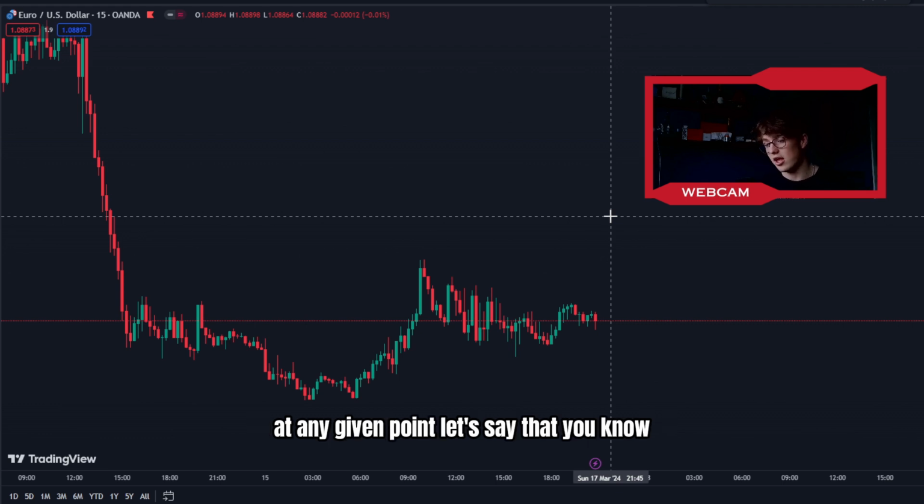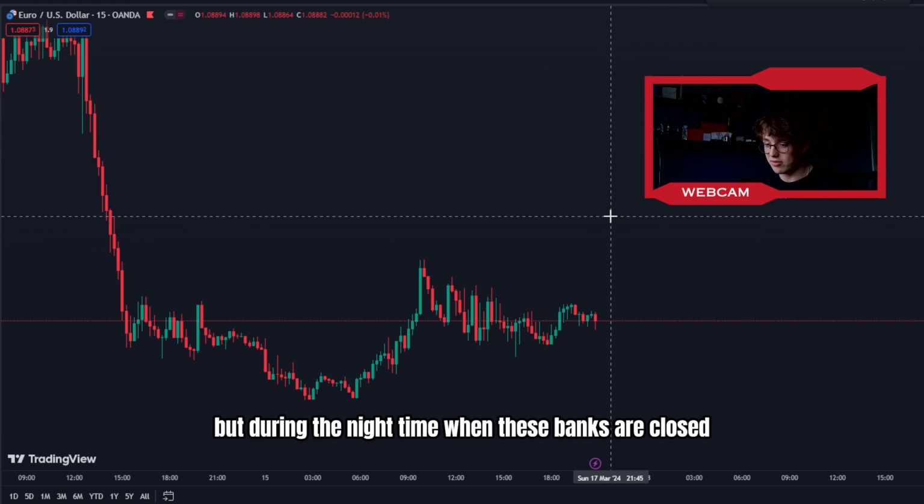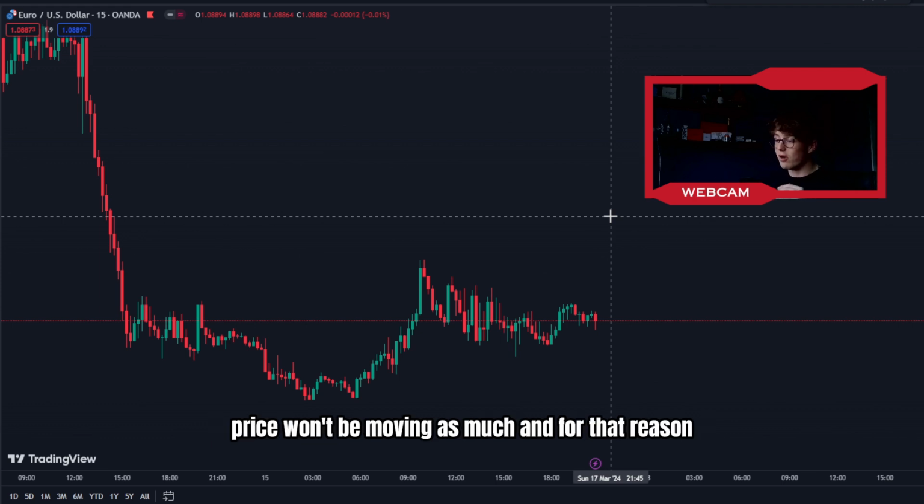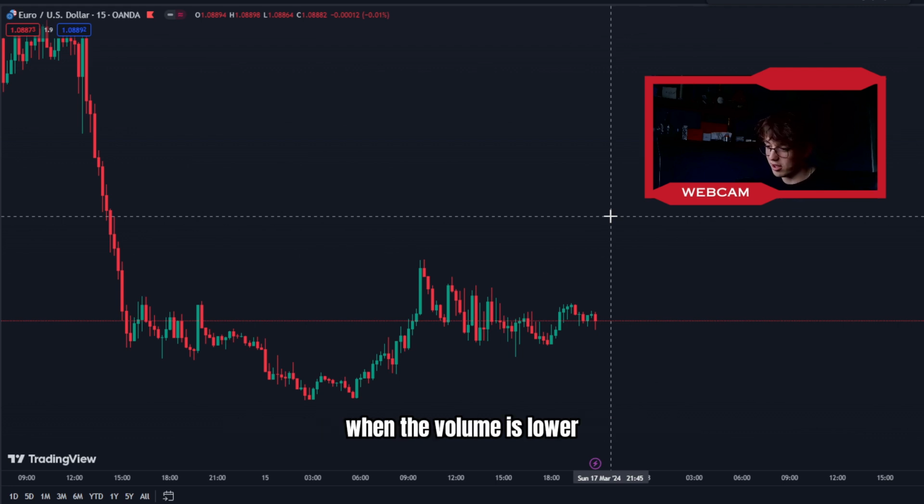Let's say that there's some big companies, banks, countries starting to place their orders. They're opening up for their trading day, or hedge funds, etc. That's when volume is going to pick up. But during the night time when these banks are closed, volume's going to die down a little bit. Price won't be moving as much. And for that reason, we don't want to be in the trade when the volume is lower.